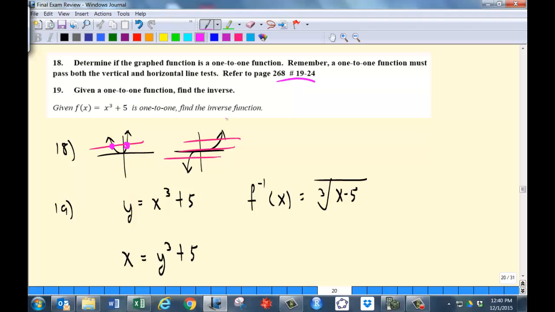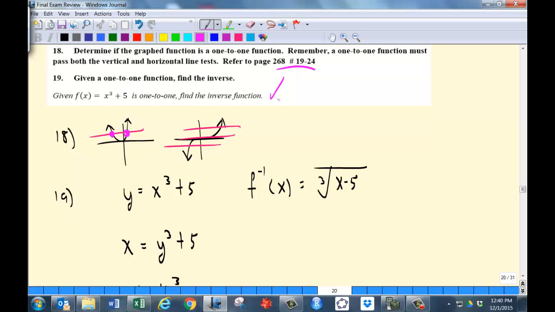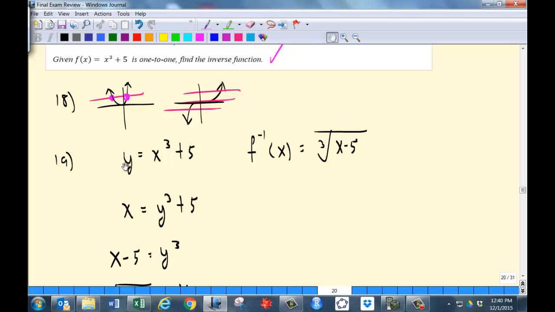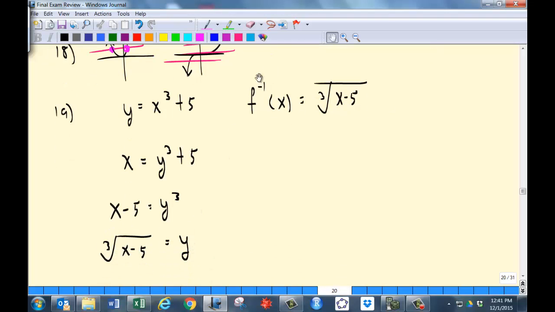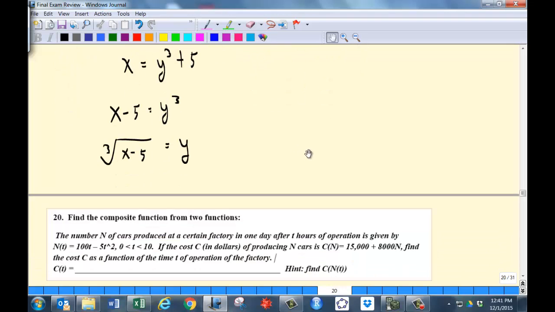Now, if it is 1 to 1, which it will be, find the inverse. So to find the inverse, you just take the function, y equals x cubed. You interchange x and y, and then solve for y. So we're going to take x, put it here, y there, interchange, and then we solve for y. Just subtract 5, take the cubed root, and you get the inverse function is the cubed root of x minus 5. Okay, so that's how you find the inverse of a function.